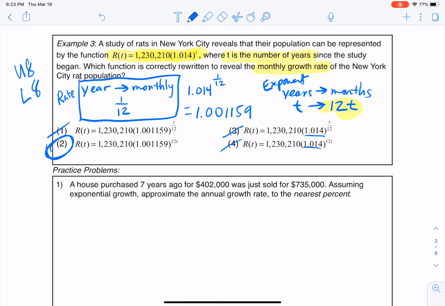So that is the last example in this lesson. Your classwork and homework really is to complete questions 1 through 6.